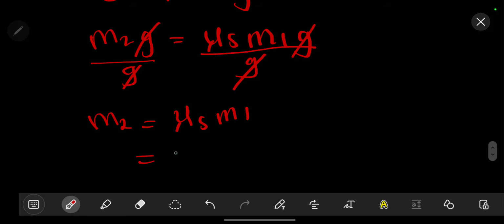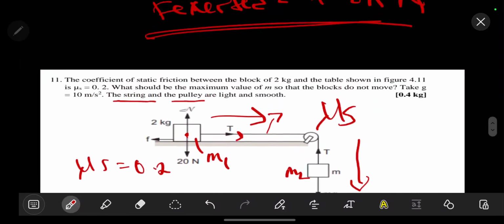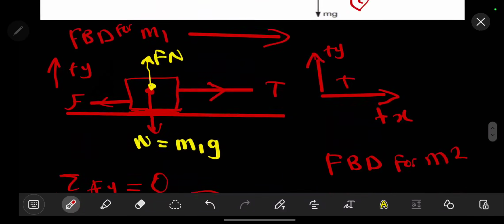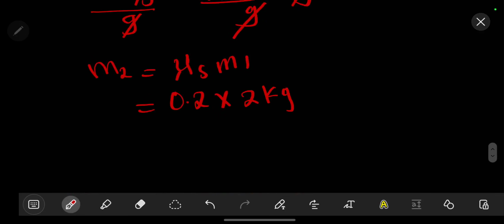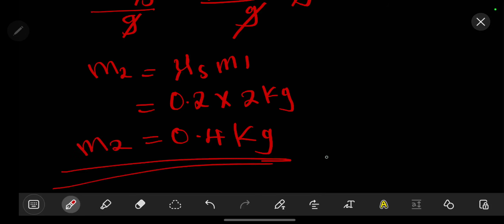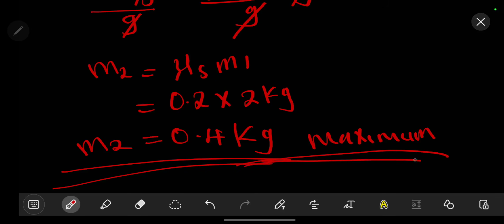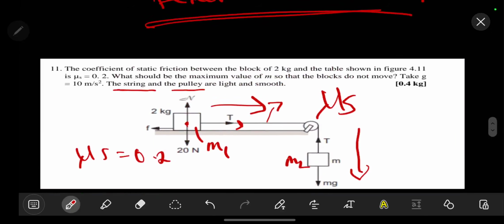So we multiply our mu s, which is 0.2, times our m1. Our m1 is equal to 2 kg. When we multiply 0.2 times 2, this gives us 0.4 kg. So this is our m2. That is the maximum, which is the expected answer.